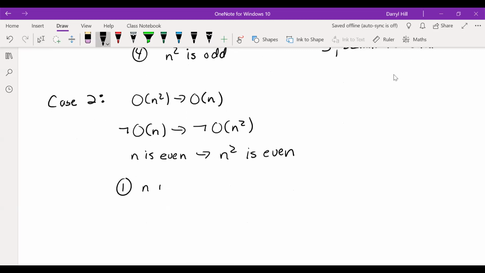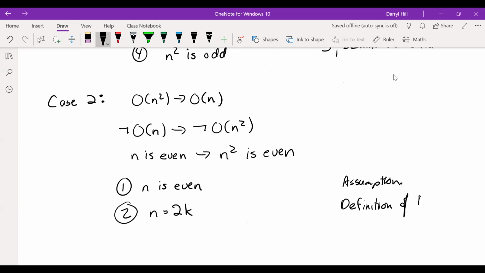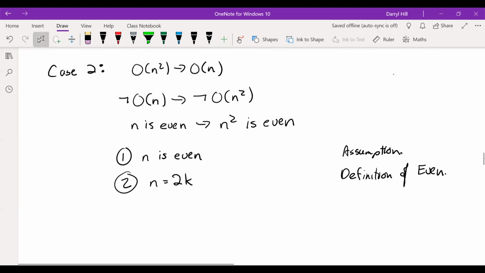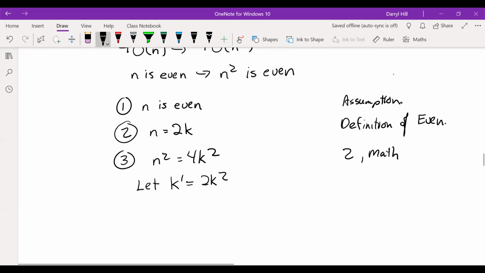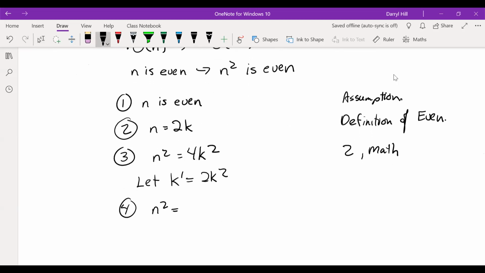So one, n is even. This is our assumption. Two, n is equal to 2k. That's our definition of even. And then three, n squared equals 4k squared. That's just algebra. We can say let k prime equal 2k squared. And then we can say that n squared is equal to 2k prime. And then we can claim that n squared is even.